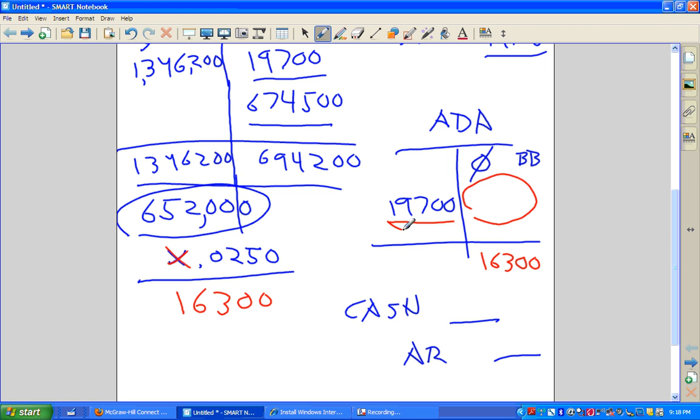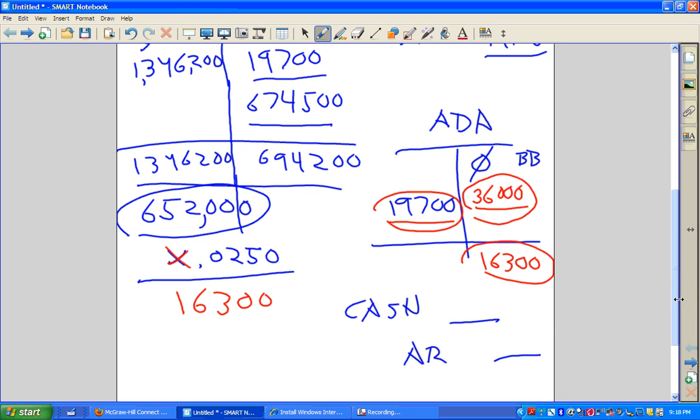So the question is, do I add these two numbers or do I subtract them to get my journal entry here? Well, the answer is you've got to add them. I've got to overcome 19.7. I've got to add 16.3. So the final answer turns out to be 36,000, if I do the math. So this is the actual amount of my credit.